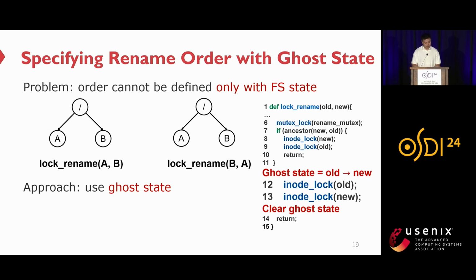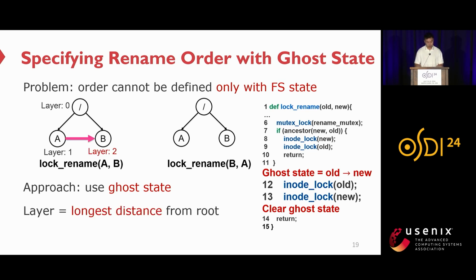We choose to update the ghost state before line 12 to represent the upcoming wasteful dependency between the old and new parents. After having acquired the two locks, we clear the goal state. The layer of an inode is now defined as the longest distance from root in the wasteful graph. For instance, in the left file tree, as goal state indicates a wasteful dependency from A to B, B's longest path to root is now 2.